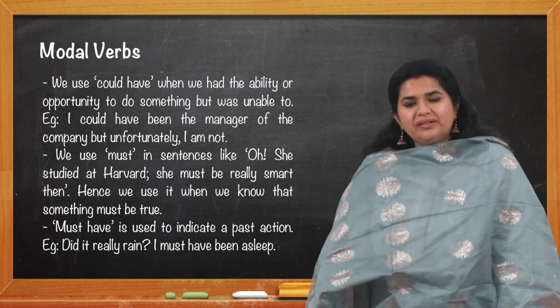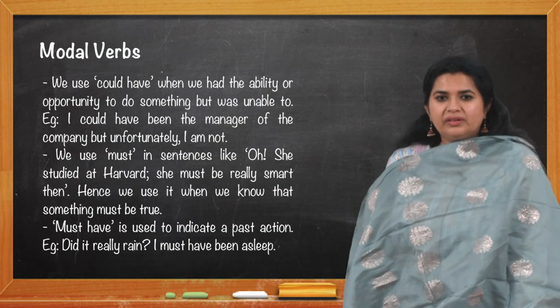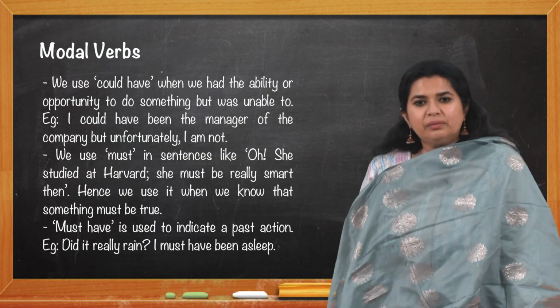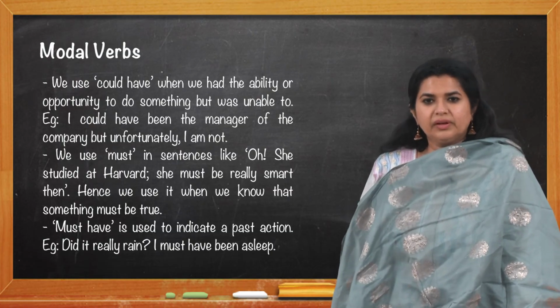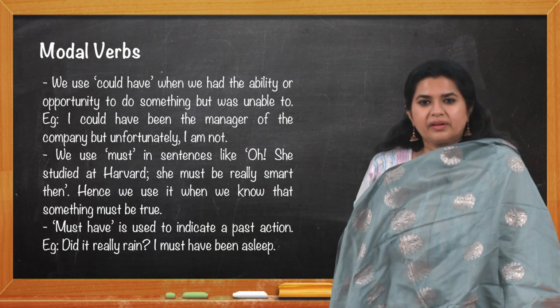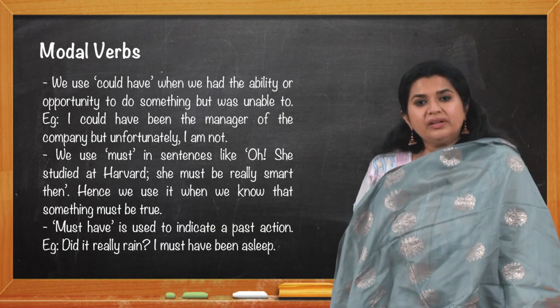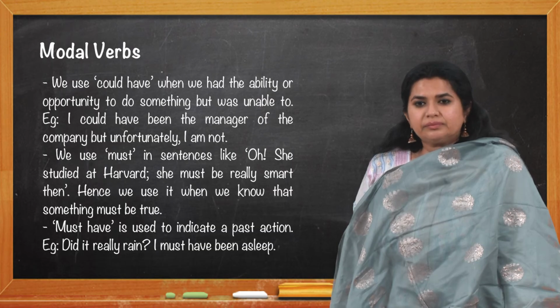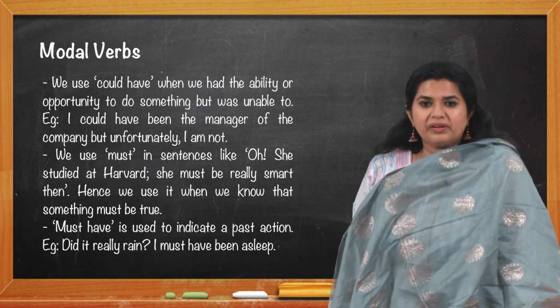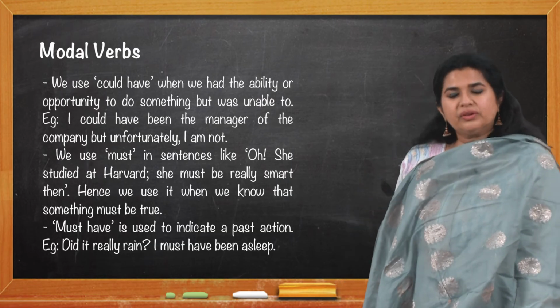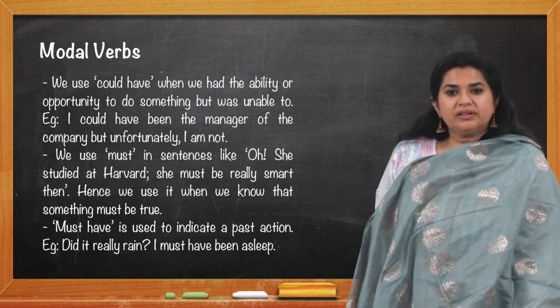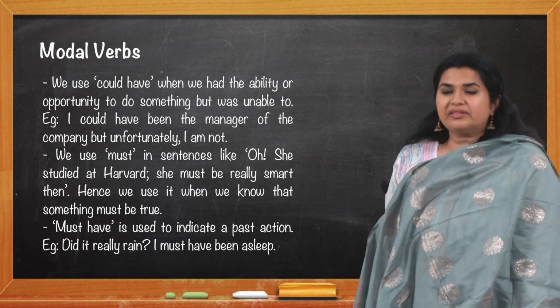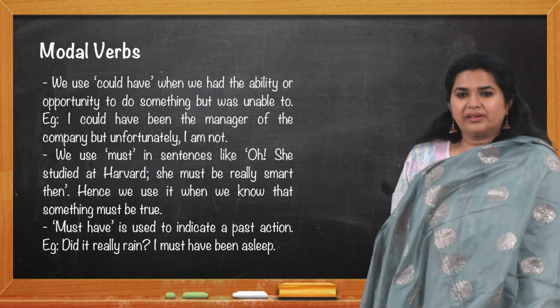We use must in sentences like that. Oh, she studied at Harvard, she must be really smart then. So, must be, here we use it when we know that something is true, must be true. Must have is used to indicate a past action. Did it really rain? I must have been sleeping, I missed it.